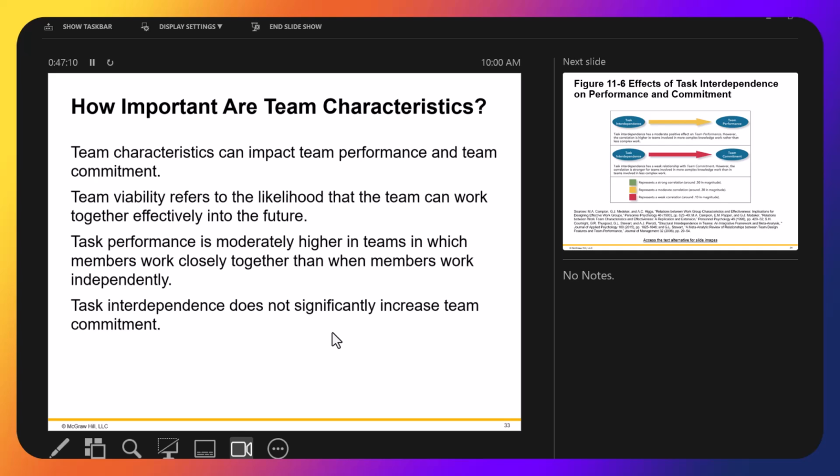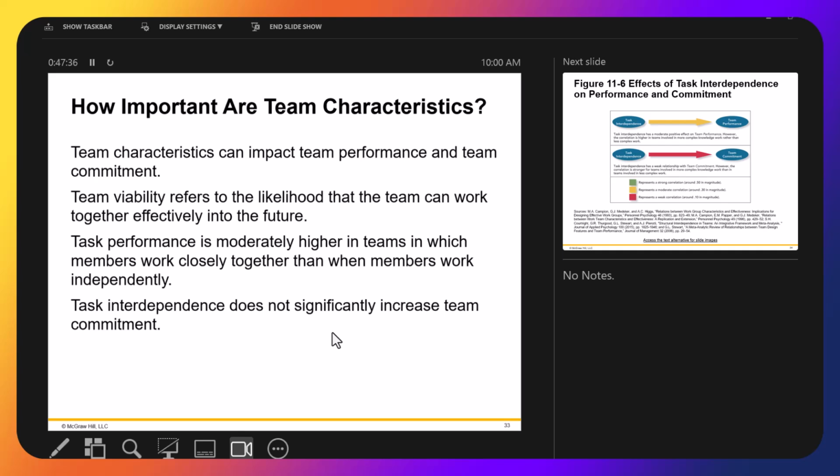Team viability refers to the likelihood that the team can work together effectively in the future. So did you build a team for the short term or for the long term? If you have viability, you can say, you know what, this team is being built for the long haul, and it can sustain and thrive into the future, even if some of the members of the team change.